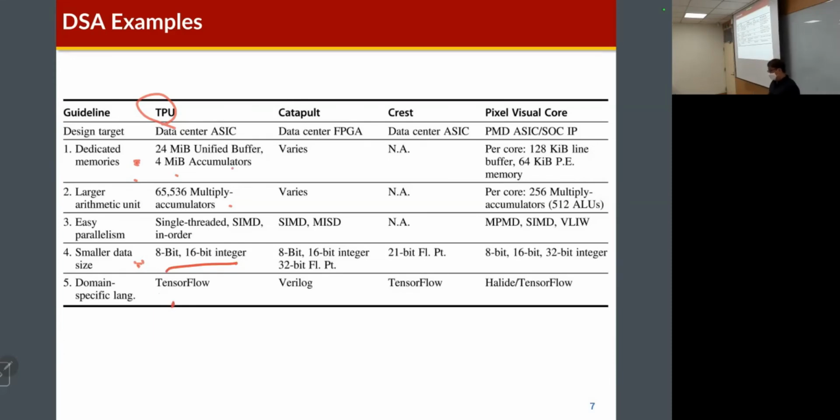We can use TensorFlow for using this TPU. Catapult is developed by Microsoft, a software company. The TPU was developed by Google, also a software company. Crest is developed by Intel, and Pixel Visual Core is developed by Google. So you can find some different specifications for some domain-specific architectures.